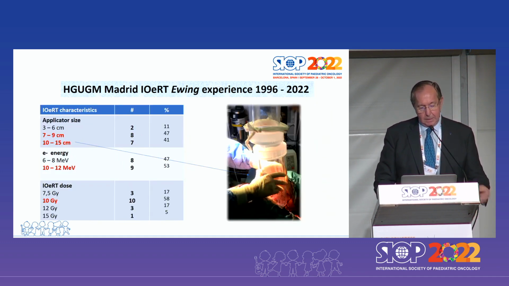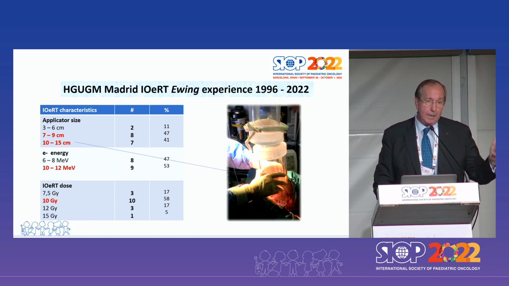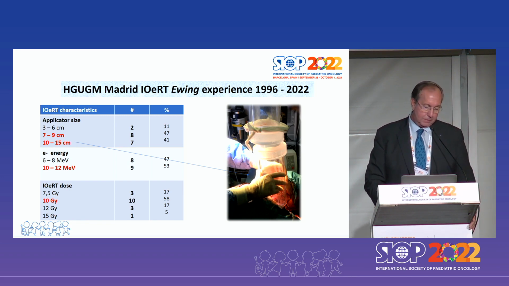We used large applicators. The tumors were large, the tumor bed was large, so the size of the dosimetric area that you want to use has to be large as well.